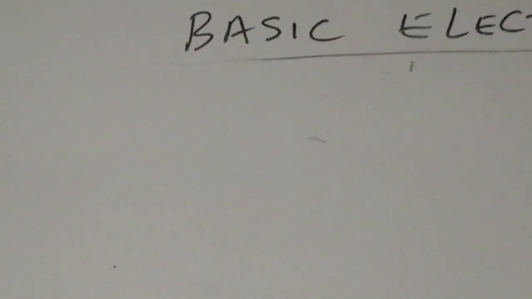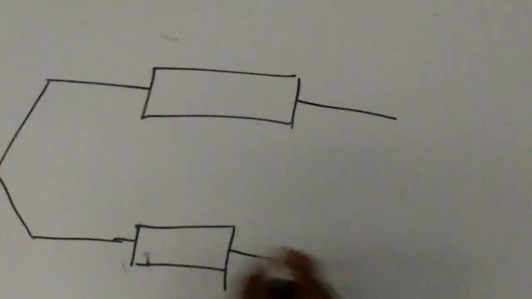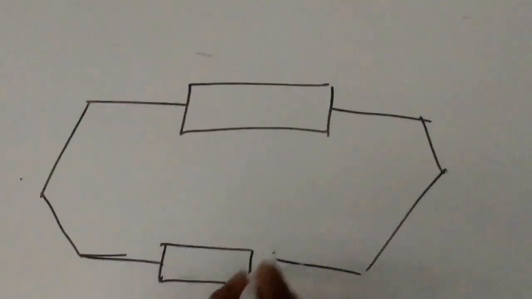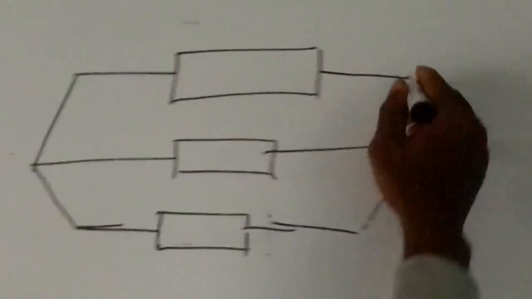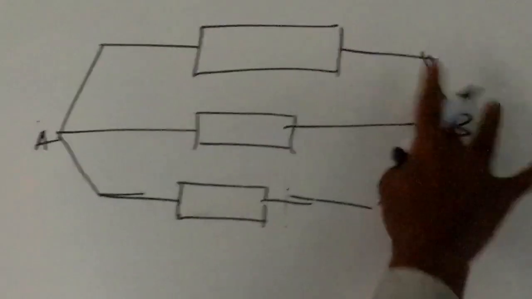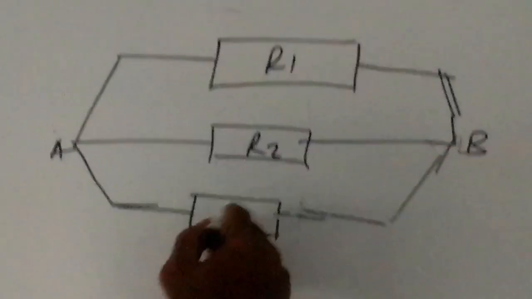We're going to look at resistors in parallel now. So we'll have resistors connected in parallel, that is when their ends are joined to the ends A and B respectively. The resistances of these will be R1, R2, and R3.